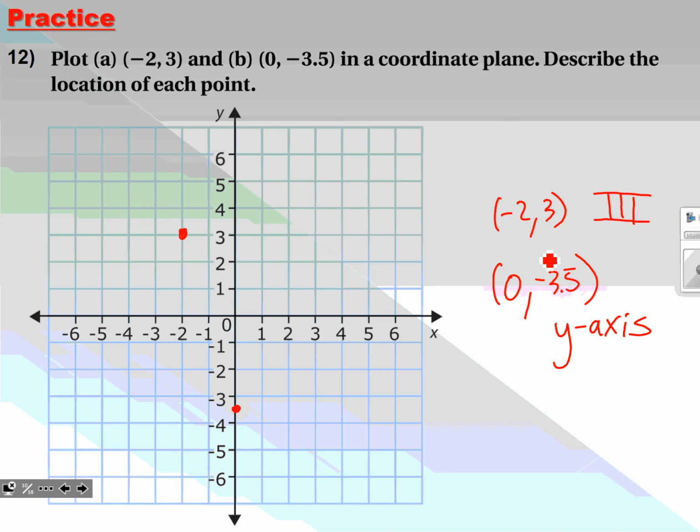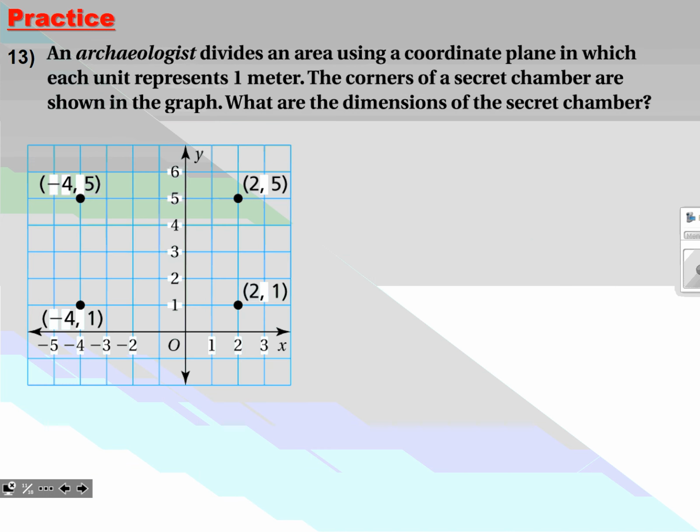To the number 13. So this is what it says for number 13. An archaeologist divides an area using a coordinate plane in which each unit represents 1 meter. The corners of the secret chamber are shown in the graph. What are the dimensions of the secret chamber? Basically, the dimensions is asking what's the length of each side. So what I'm going to do is just draw the rectangle. And all you have to tell me is how long each side is.